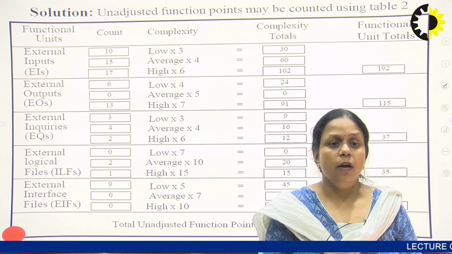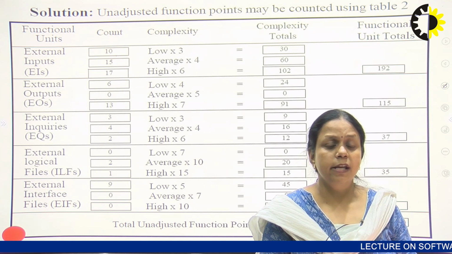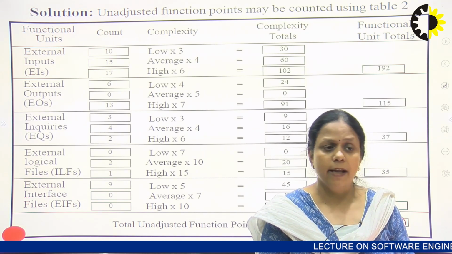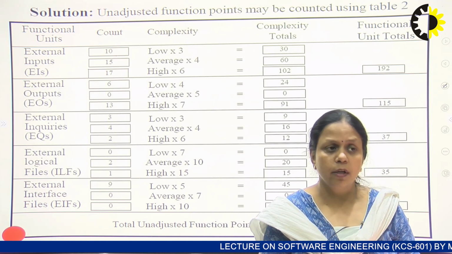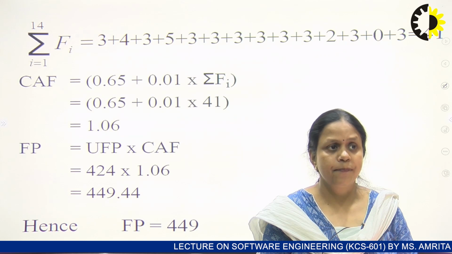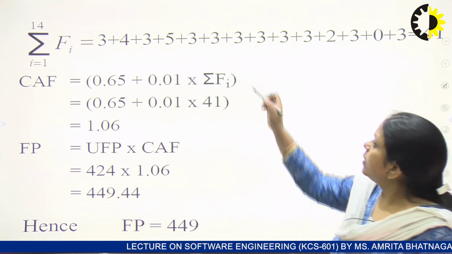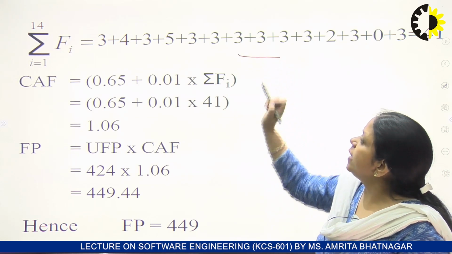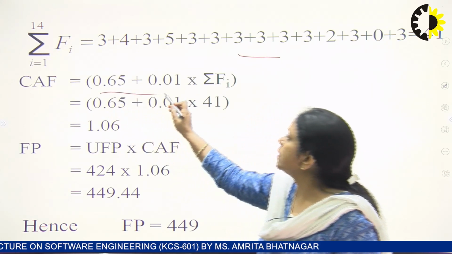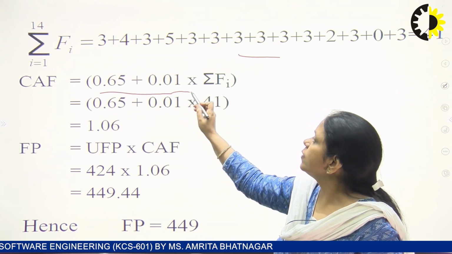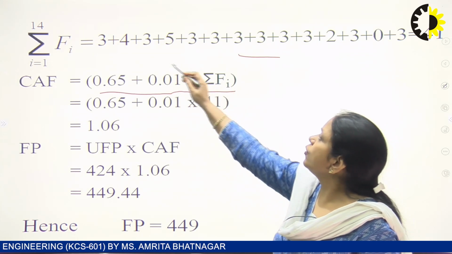Okay. Now we will have to calculate the complexity adjustment factor, and then we will multiply this unadjusted function point into the complexity adjustment factor, and we will find out the function point here. So you can see here we have to find the summation of Fi. To find out the CAF, the formula of CAF is 0.65 + 0.01 into summation of Fi.